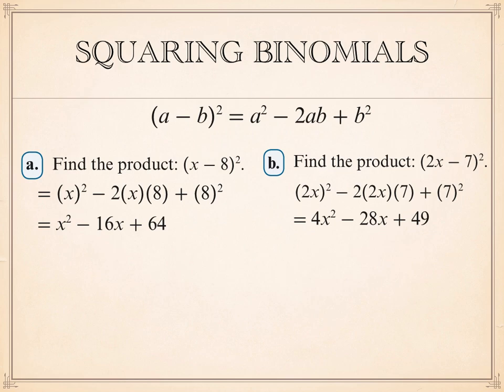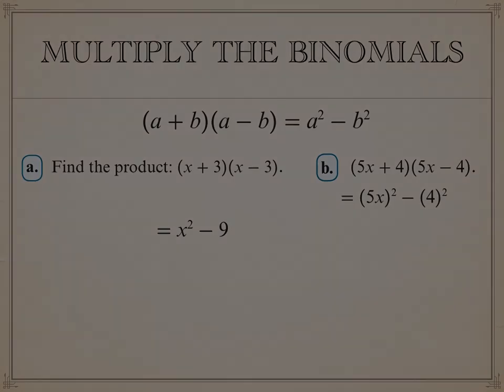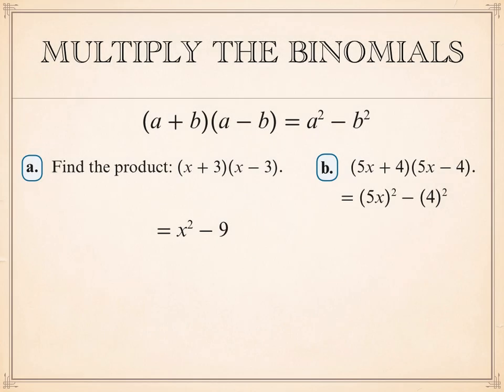Right, so we had practice with those. Now let's get practice and see why in example A we end up with x squared minus 9. Because we're going to square the first term, we're going to square the second term, and there's a minus sign in between them. We got you started in example B. We square the 5x, we square the 4, and we end up with 25x squared minus 16.